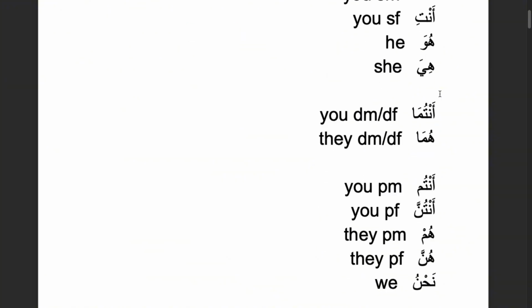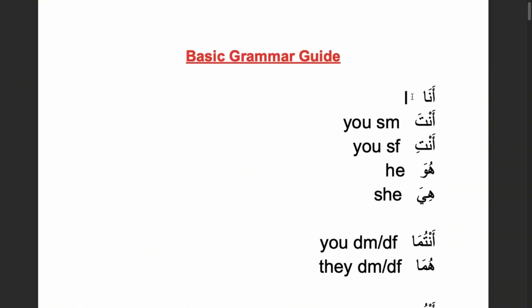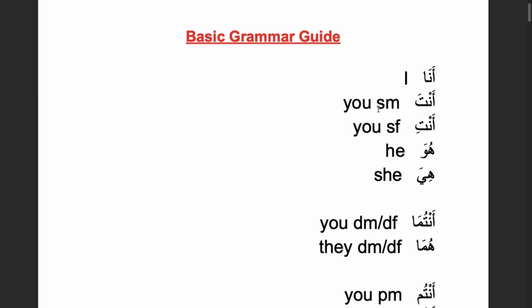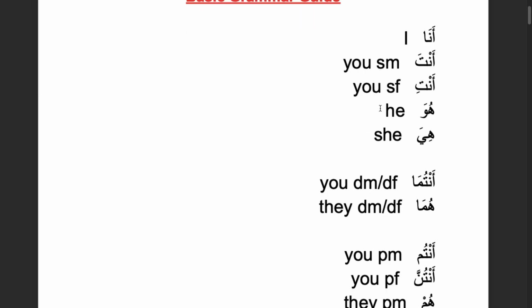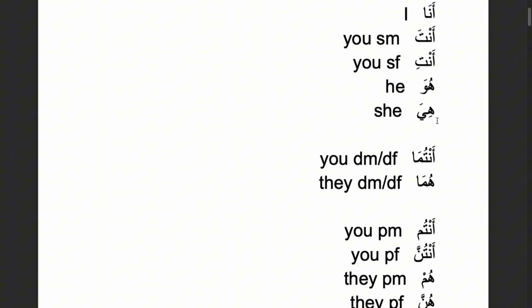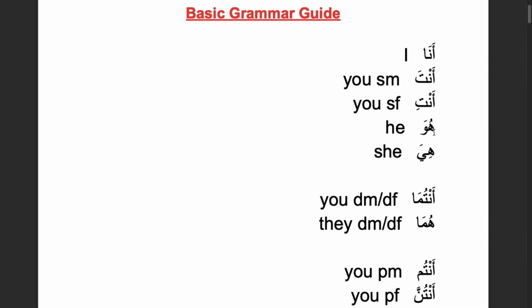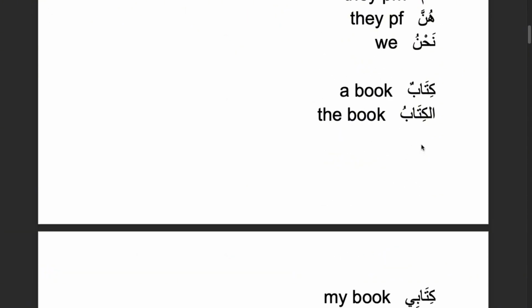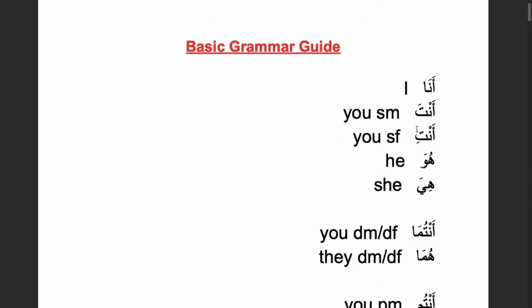The pronouns here, we have ana, which is I, anta, which is you, singular male, anti, which is you, singular female, huwa, which is he, hiya, which is she. So these are the singular ones, and you notice that all of these pronouns here are unattached. They're not attached to words, which we are going to look at after, inshallah.